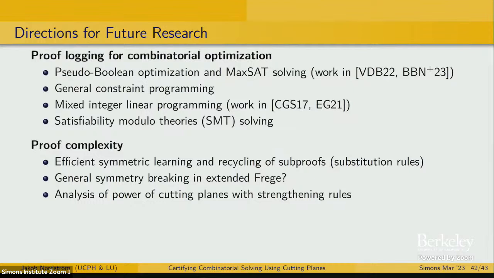On the proof complexity side, three questions. Symmetric learning, I mentioned that we don't have proof logging for that yet. There is a way of doing it, but it is not super efficient. It would be really nice to understand whether you can do substitution proofs efficiently in this proof system. I know how to do it, but not as efficiently as I would like. We don't know if this fancy dominance rule is necessary to do symmetry breaking. We know it's sufficient. I still think it's a very reasonable question to ask whether extended Frege could do fully general symmetry breaking efficiently. We just don't know.